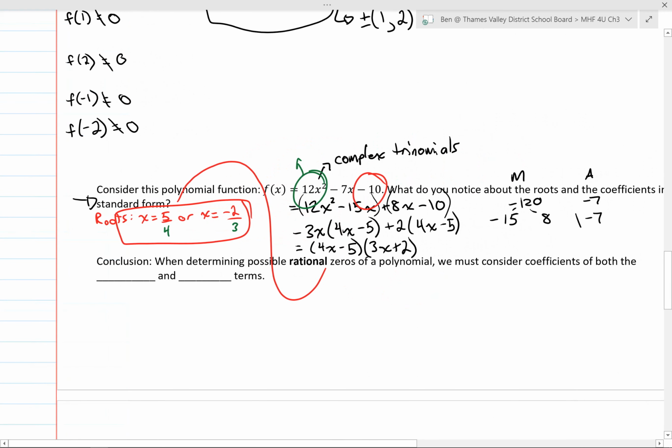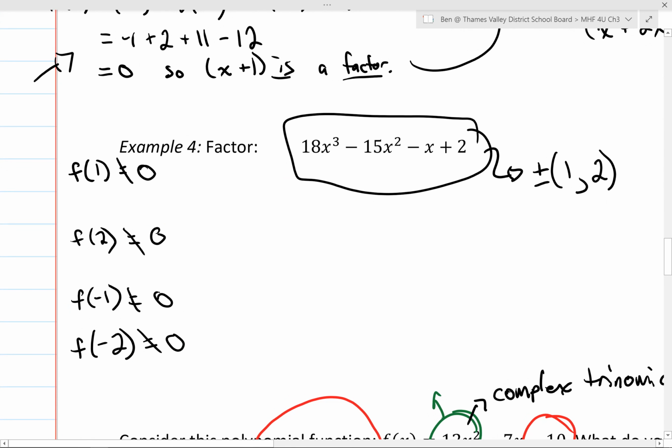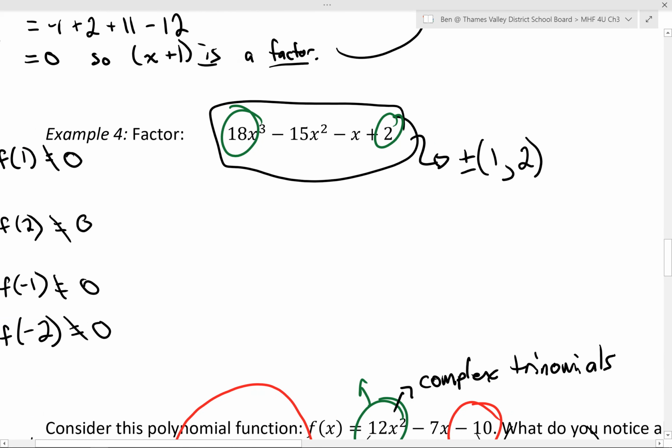So when determining possible rational zeros of a polynomial, rational, meaning we can state them in a fraction, we have to consider coefficients of both the first and the last terms. Okay, so then I can come back up here. I can return to example 4. Initially, I only considered factors of my constant term. Now I need to consider in my denominator factors of my leading coefficient.